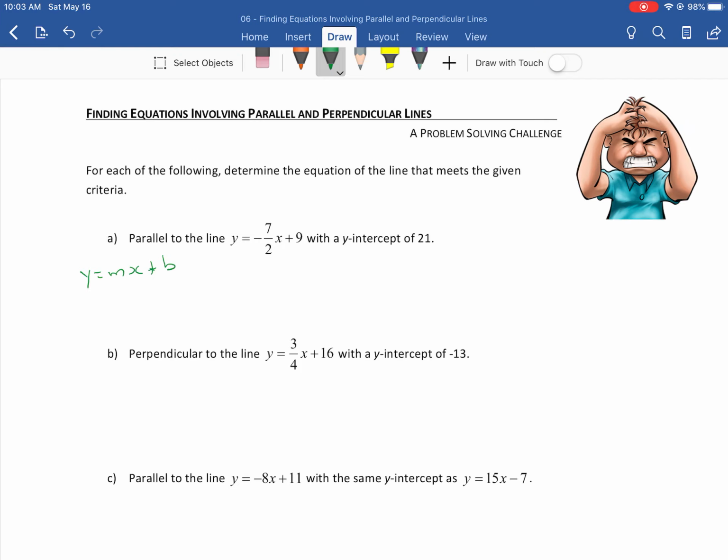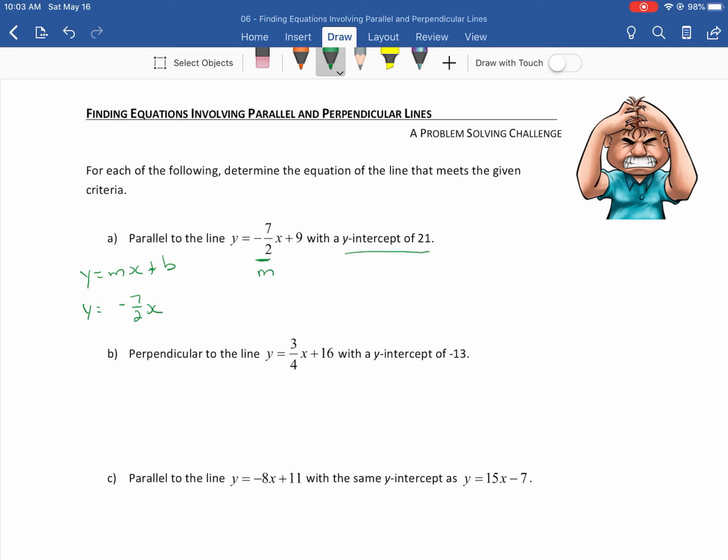And what we found out about parallel lines was parallel lines will have the identical slope. This line has slope -7/2. We want to be parallel to that, so we want the exact same slope. So because it's parallel, we know that the slope has to be -7/2 x. So that's what's different in today's lesson: instead of it being given, you just have to do a little bit of thinking about parallel and perpendicular lines to come up with that slope.